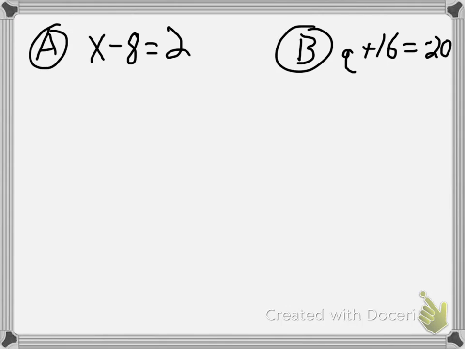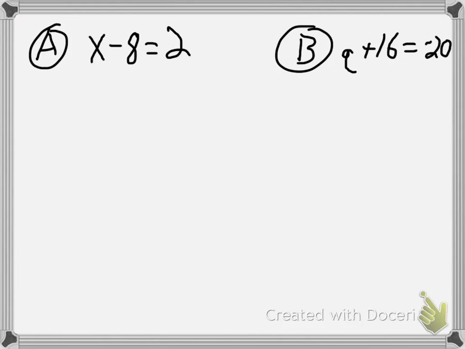So let's look at example A here. Example A is x minus 8 equals 2. Now, in order to solve this, I'm going to use inverse operations, or opposite. I'm going to think about what the equation's telling me, and I'm going to do the opposite of it to get that variable by itself.